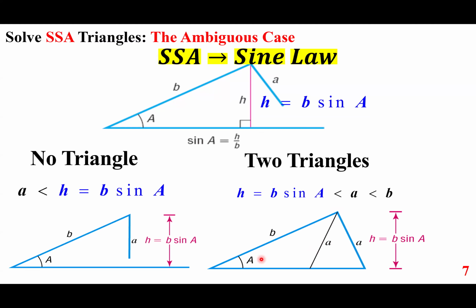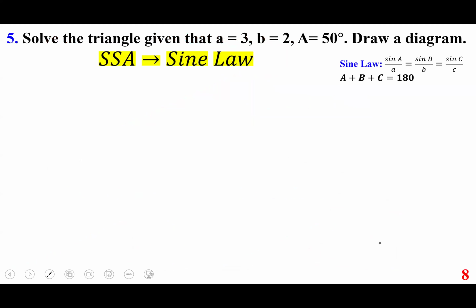We have this one, and the bigger case, the entire triangle. So that's why we end up with different situations. Let's look at this case and let's assume this may not be to scale. So let's assume angle A is 50 degrees, this side is 2, this side is 3, and now we want to figure out the rest of them using the sine law.